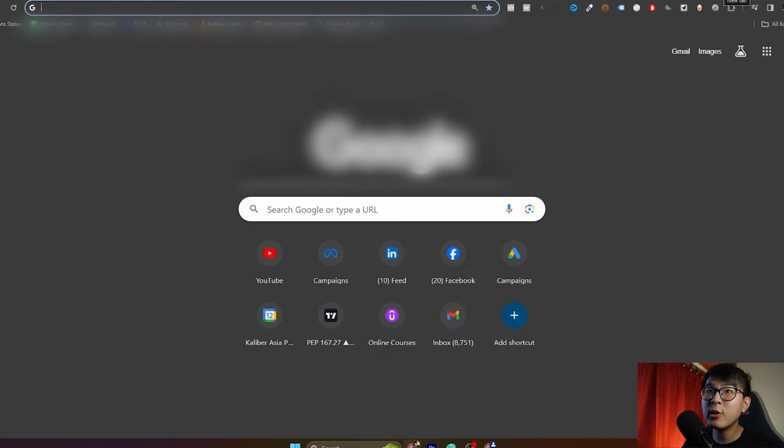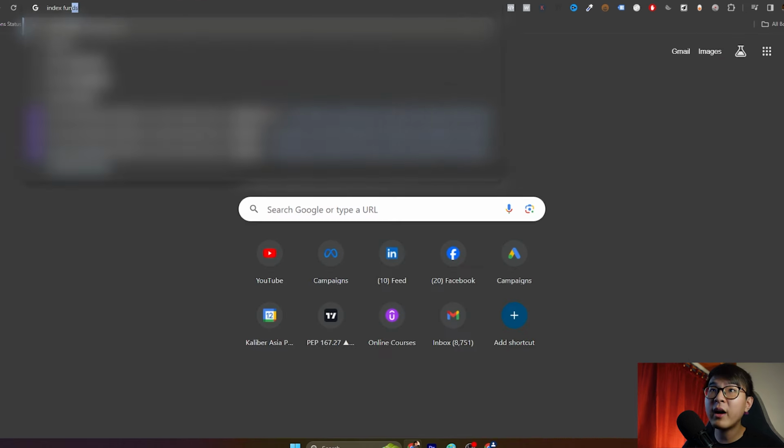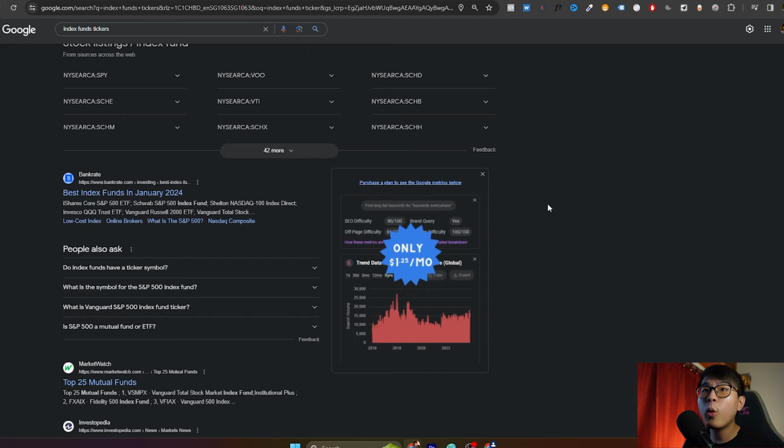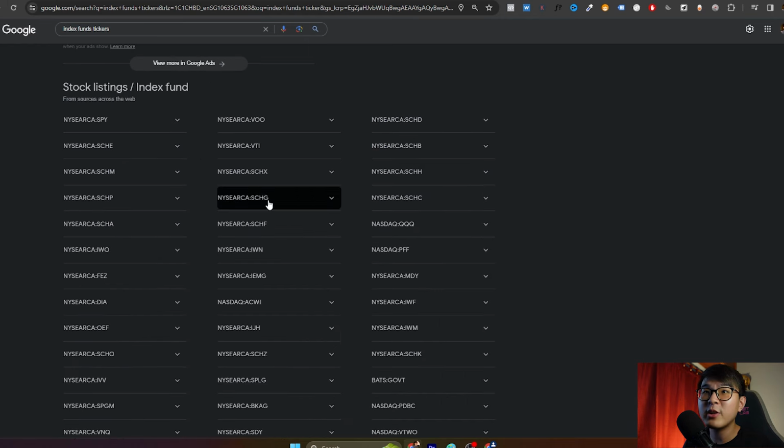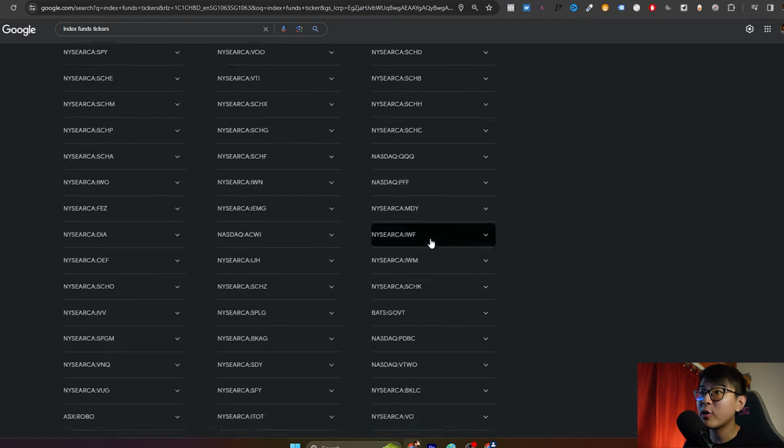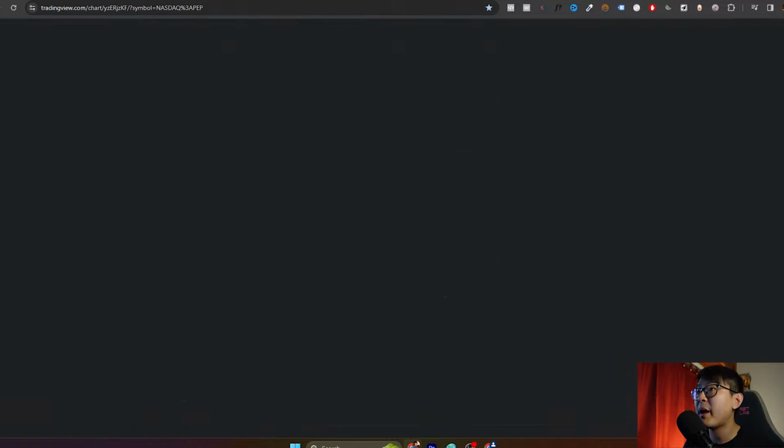I'll recommend you to just click Google, click on index funds ticker. And depending on where you're based at, there are many S&P 500 tickers that you can buy. SPY, VOO, and there's so many that you can buy. Of course, there are some that have certain benefits over the other.